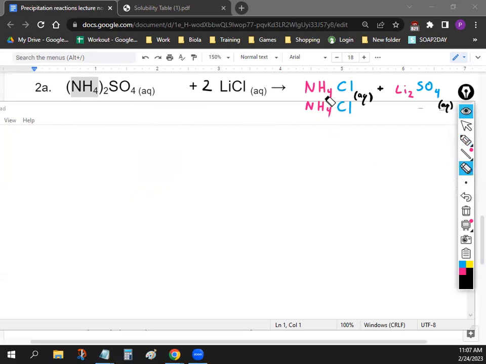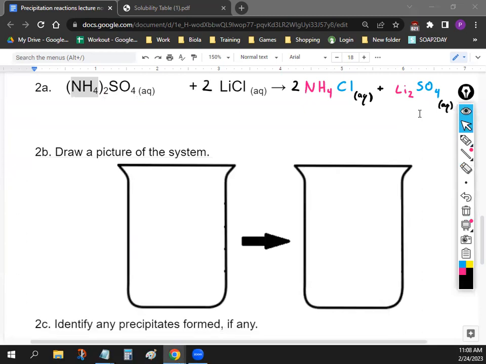How many times do we write NH4Cl? 2. Yeah, there's 2 of them, so we write a 2 in the front. And then this last one right here, we only needed one of them, so we can leave it. And so this right here is what your final answer should look like. It should look pretty much exactly like that.